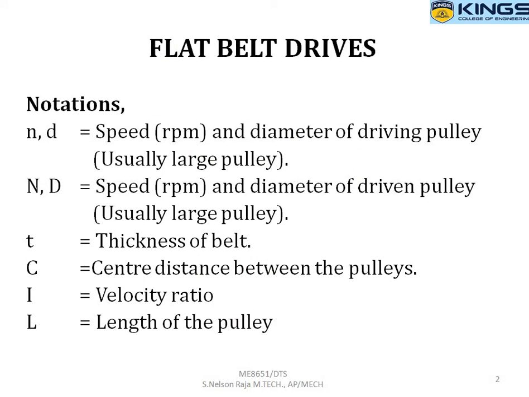First, the notations of a flat belt drive. Before starting the designing procedure, we have to be aware of the notations. Small n and small d are the speed and diameter respectively for the driving pulley, and capital N and capital D are the speed and diameter for the driven pulley. T is the thickness of the belt. C is the center distance between the pulleys, both driving and driven. I is the velocity ratio or speed ratio. L is the length of the belt. These are the notations we are going to use in the designing procedure.